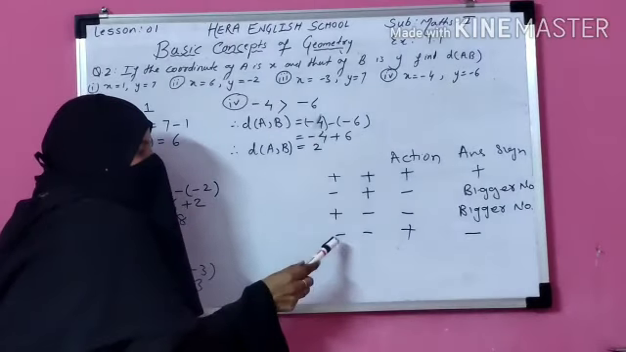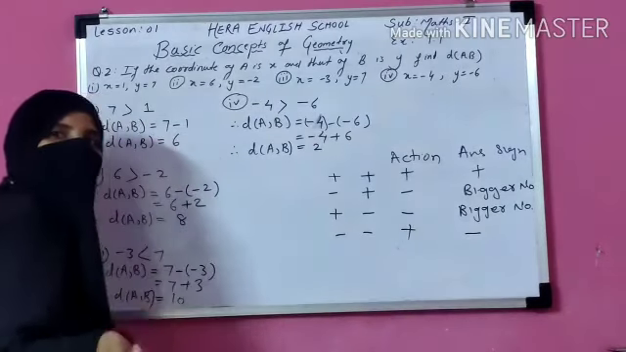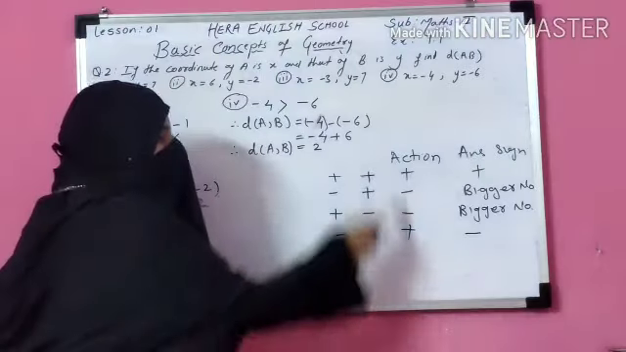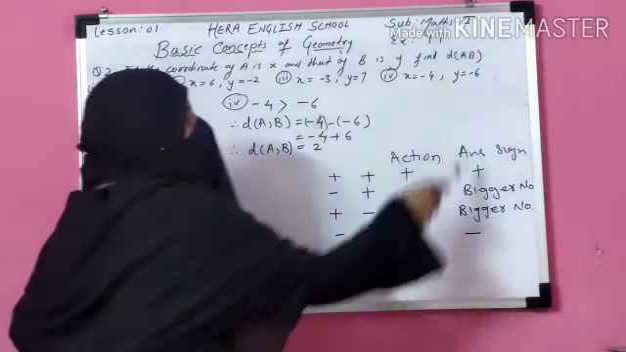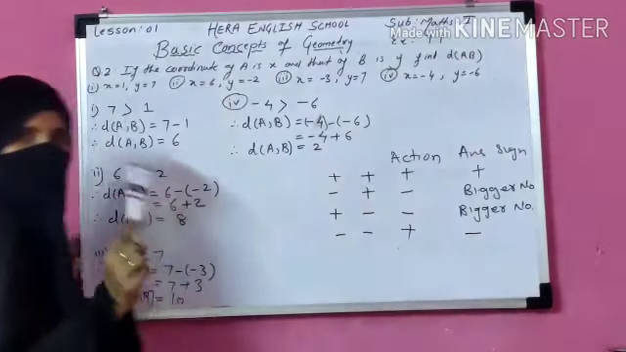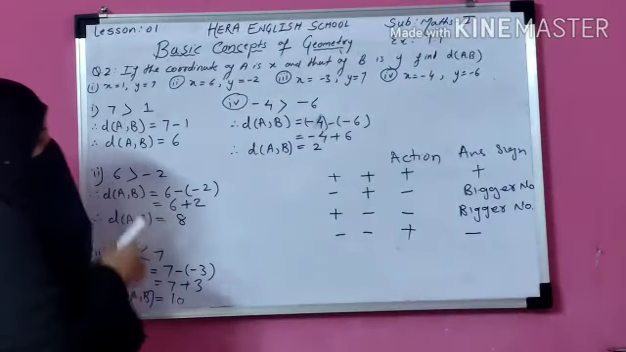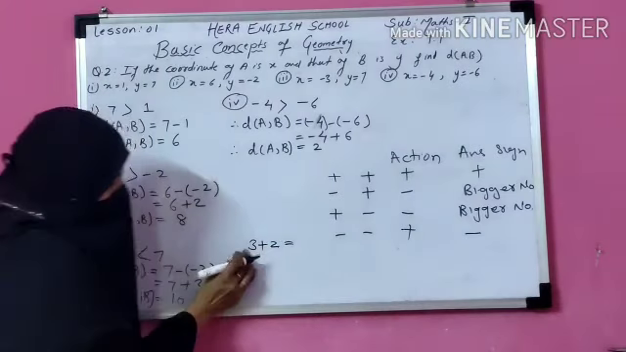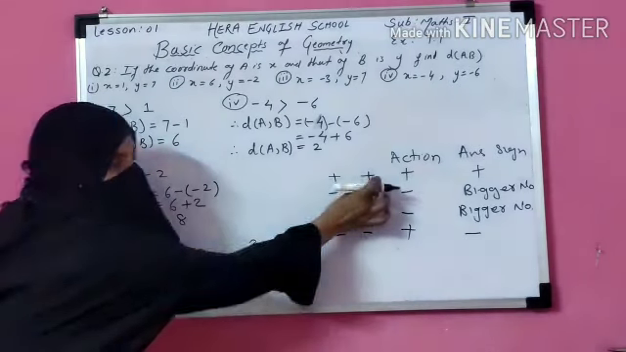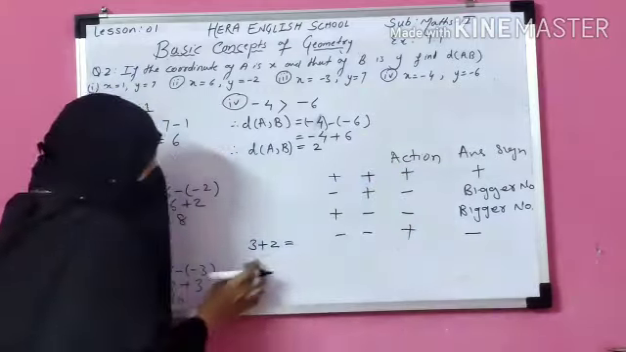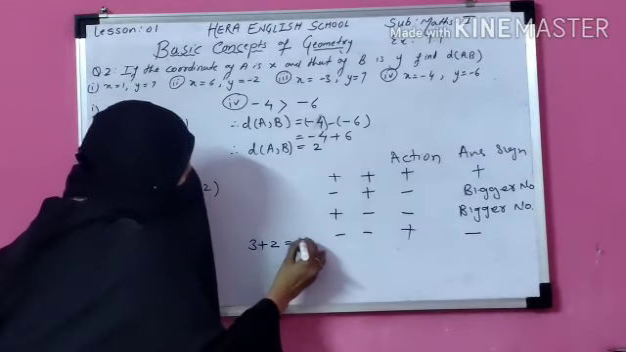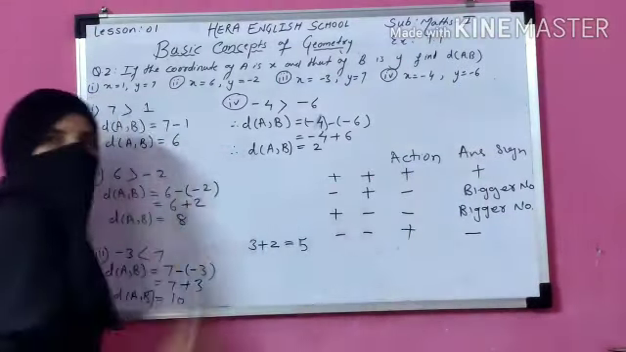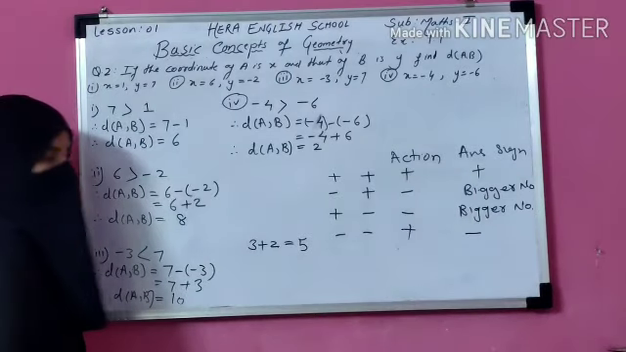Okay. Now one more case, if both the numbers are minus, then for minus minus you have to perform plus, and the answer sign is minus. Let's take some examples. For example, 3 plus 2. Here both the numbers are in plus form. Then you have to perform the plus action. 3 plus 2 is 5. Answer sign again plus. There is no need to write the plus sign.